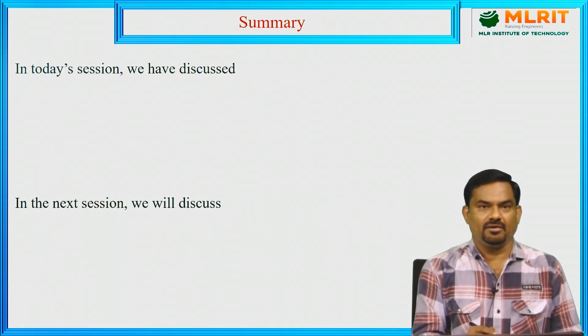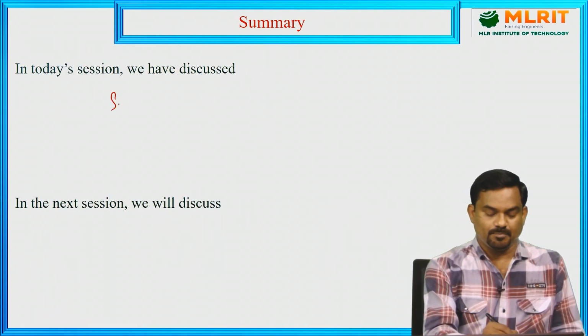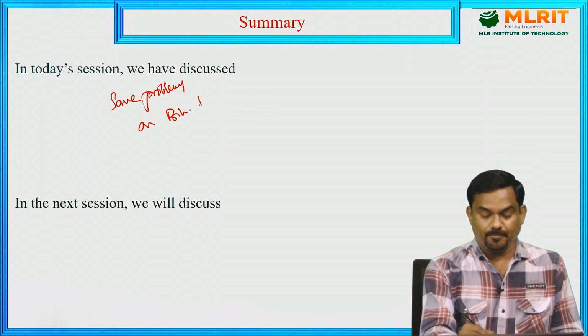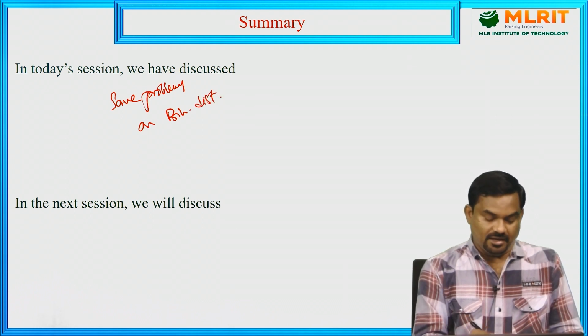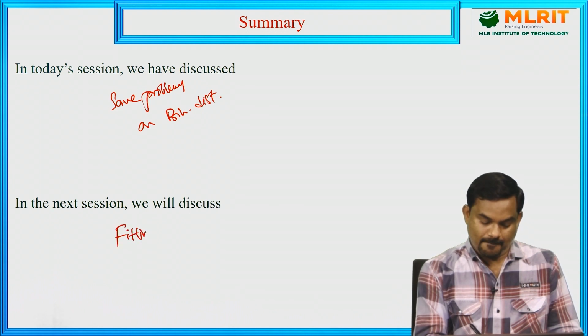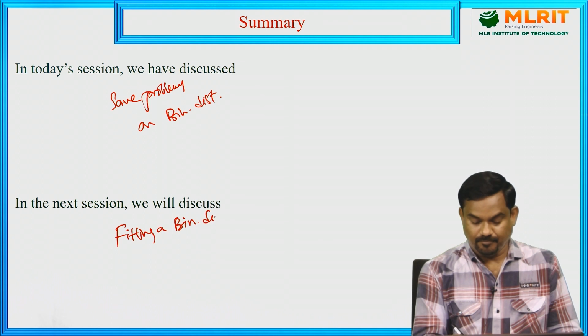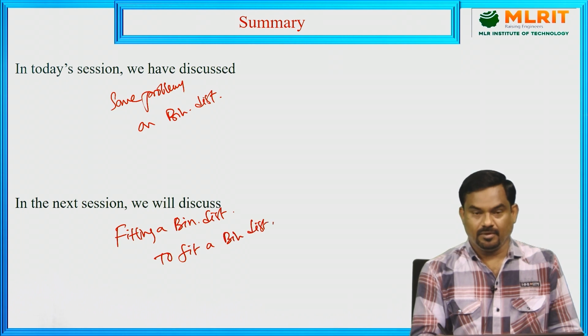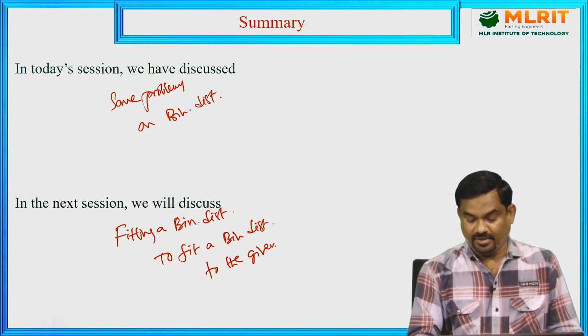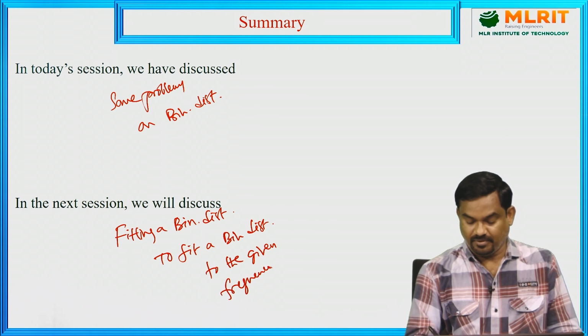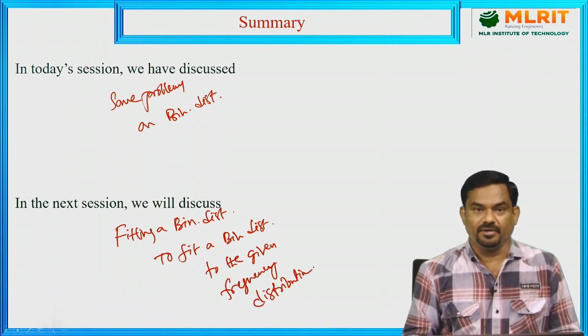And summary of today's session. Today we have discussed some problems on binomial distribution, of different types, and in the next session we will discuss fitting a binomial distribution. To fit a binomial distribution to the given frequency distribution table, a frequency distribution table will be given. We need to fit a binomial distribution for the given frequency distribution.